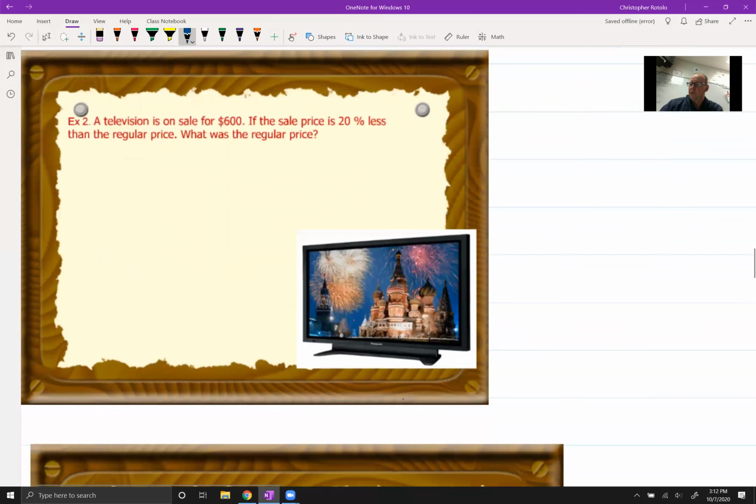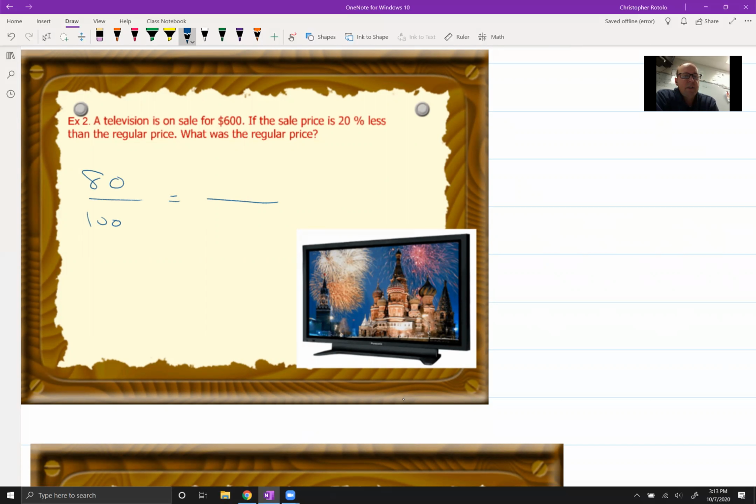All right, so notice we can work with these both ways, with our proportions and using our decimals for those. So the television is on sale for $600, so that means it's only part of the price. So I'm going to go with 100. The sale is 20% less than the original price. So again, we're going to say that it's 80.